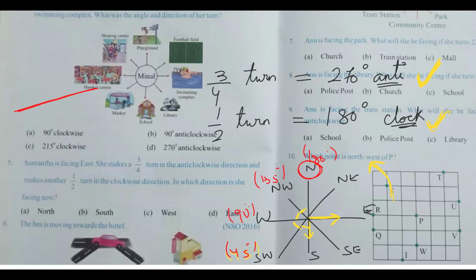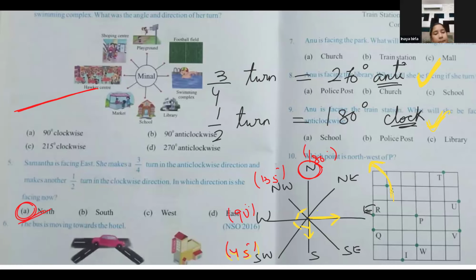Got it, both of you? Yes, ma'am. Chalo, can I erase this? So the answer is north, which is option number A. Got it or not? Yes, ma'am. Should I repeat it or should we move to the next question?